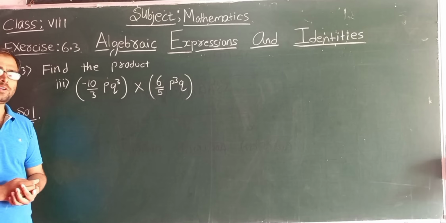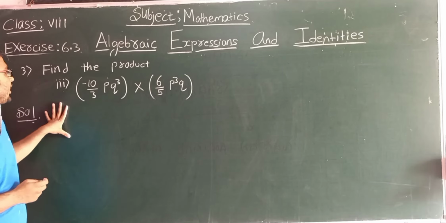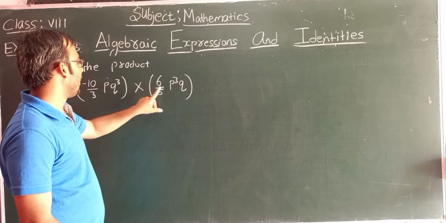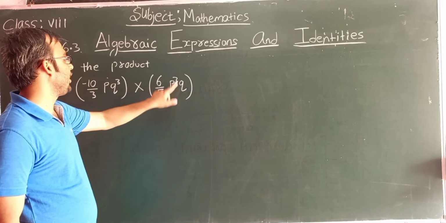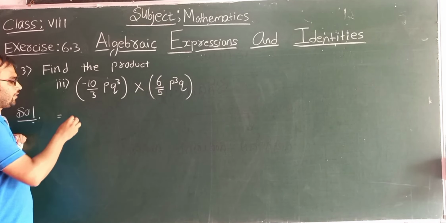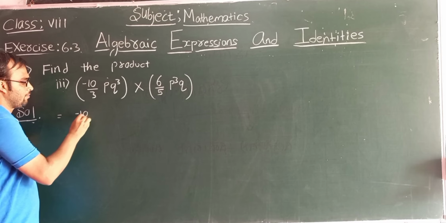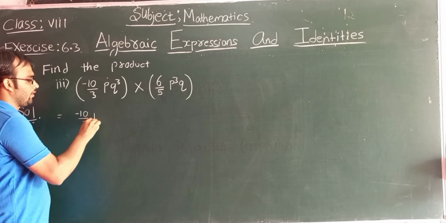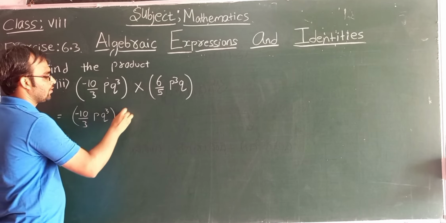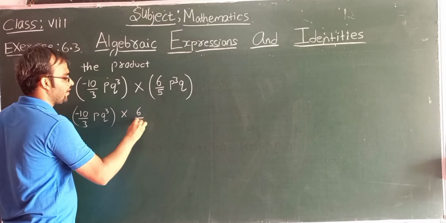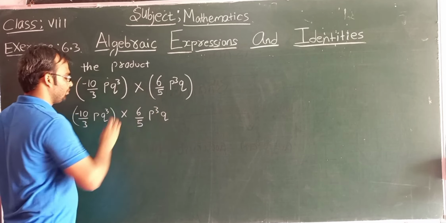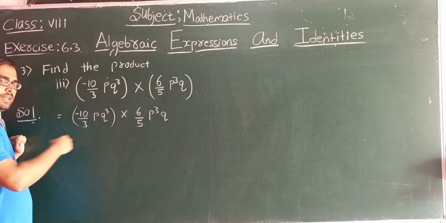Okay, students, now let us solve the third question. What have they given? Minus 10 by 3 p q cube into 6 by 5 p cube q. Next we'll write this. Here minus 10 by 3 into p q cube, write this in bracket. Now 6 by 5 p cube q. Now students, we will rewrite it.